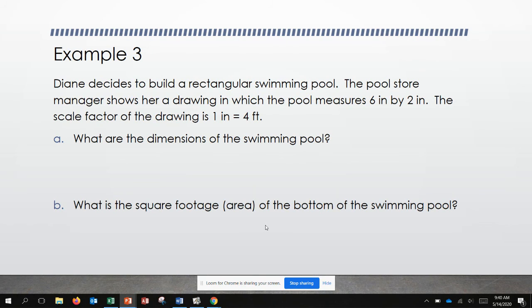Diane decides to build a rectangular swimming pool. The pool store manager shows her a drawing in which the pool measures 6 inches by 2 inches. The scale factor of the drawing is 1 inch to 4 feet. What are the dimensions of the swimming pool?